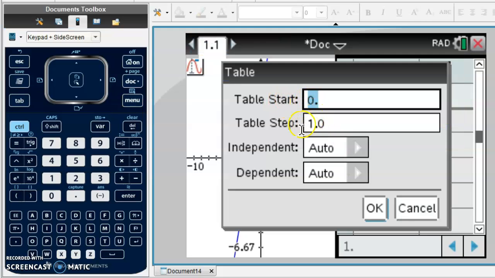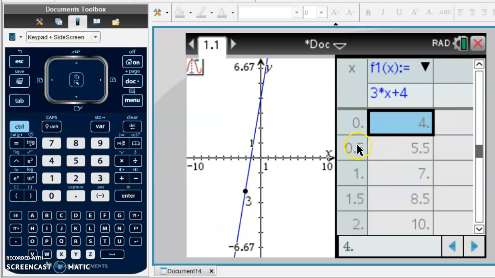Table starts at 0. Okay. Table steps 1. No, I don't want it to go by whole numbers. I want it to go by halves. And I can change it to whatever I want. Maybe I wanted 0.2. Well, I don't. In this case, I want 0.5. And so I'm going to say OK. And here we go. At 1.5, y is equal to 8.5.